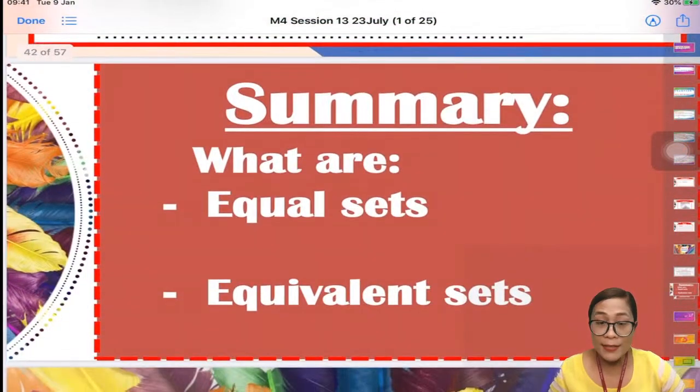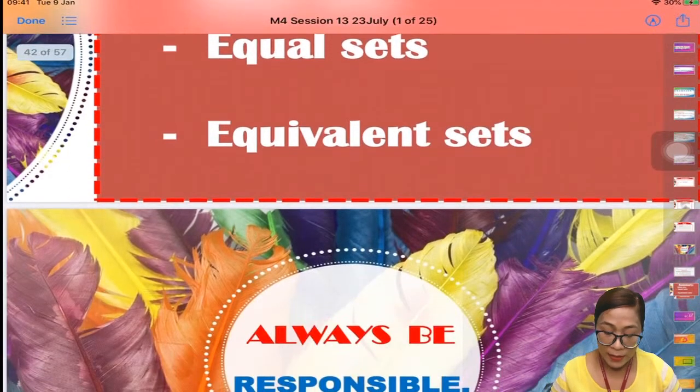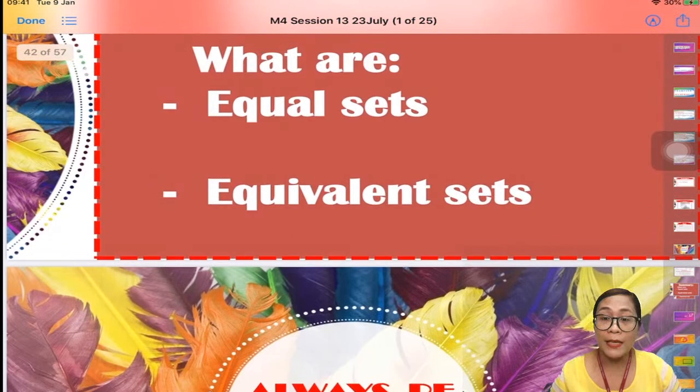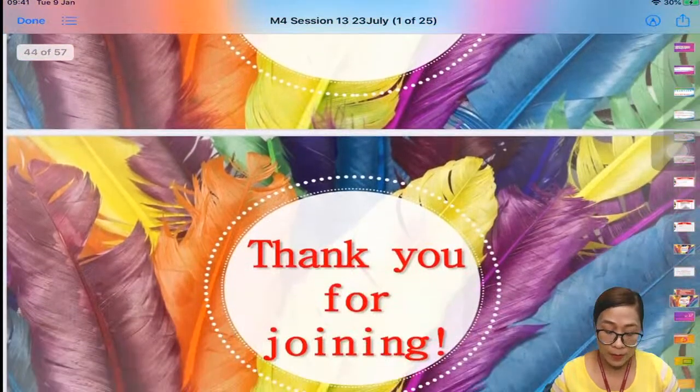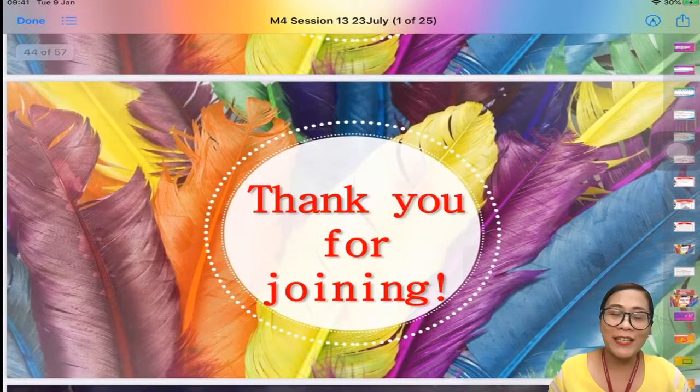So, equal sets are just sets which have exactly the same elements, and equivalent sets are sets with the same number of elements. So again, always be responsible, and thank you for joining, students.